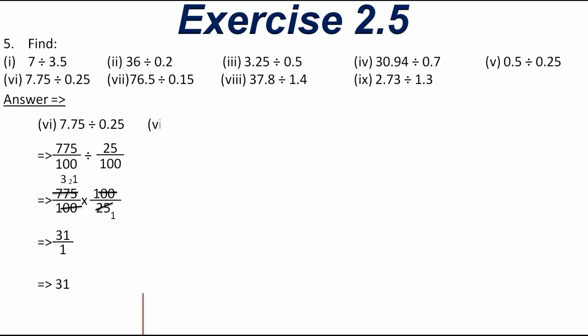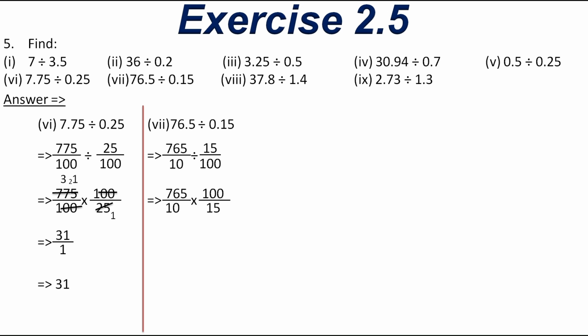Okay. Next we have 76.5 divided by 0.15. So 76.5 can be written as 765 upon 10 and 0.15 can be written as 15 upon 100. So now we have to change the sign and we have to write the reciprocal. Therefore 765 upon 10 multiplied by 100 upon 15. Now 15 ones are 15, 15 fives are 75, 15 fives are 75, 1 remain and 15 ones are 15. And this 00 will go. So 510 upon 1. Okay, that can be written as 510.